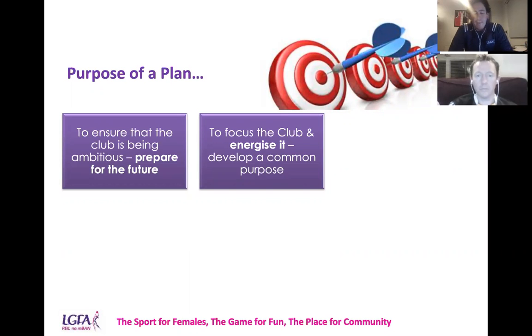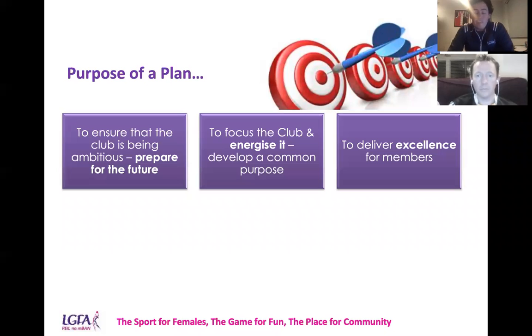If you decide to undertake club planning, you might find that people who haven't been involved in the club before, or haven't been involved for a while, might want to come and have their say and get involved in coming up with a plan for yourselves.